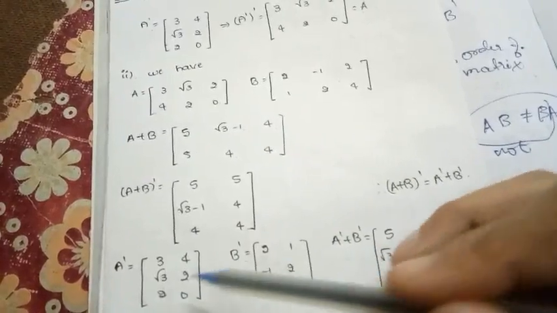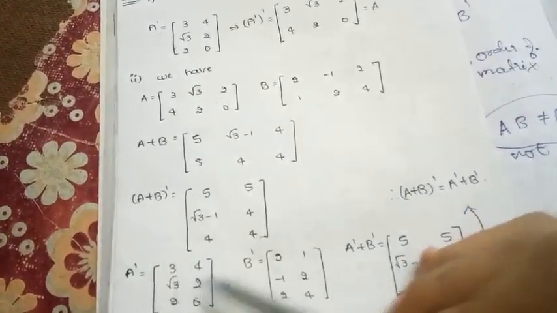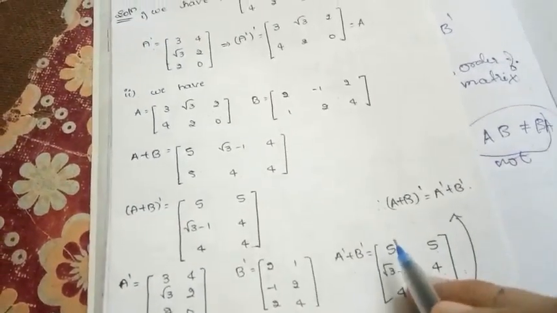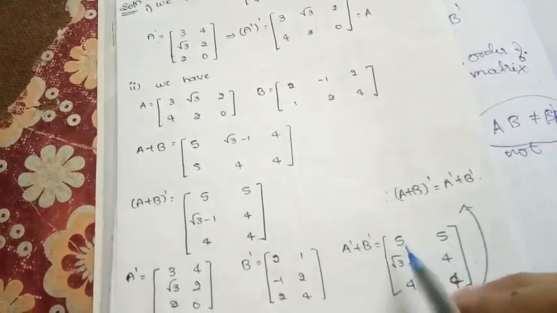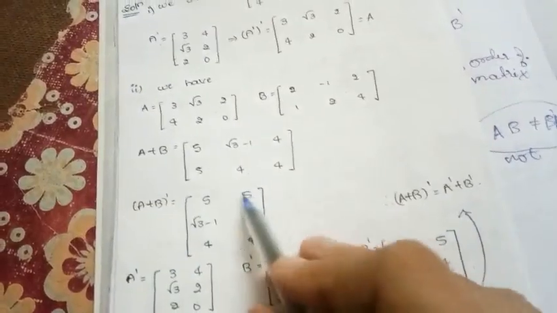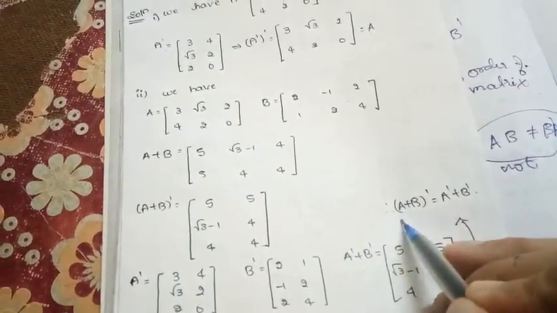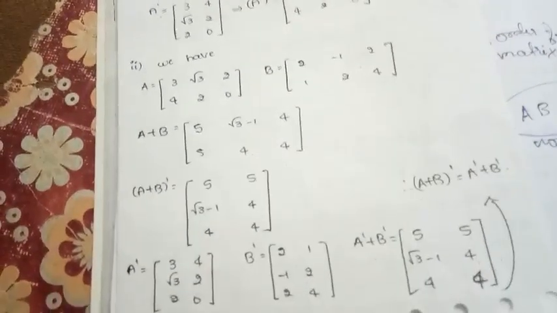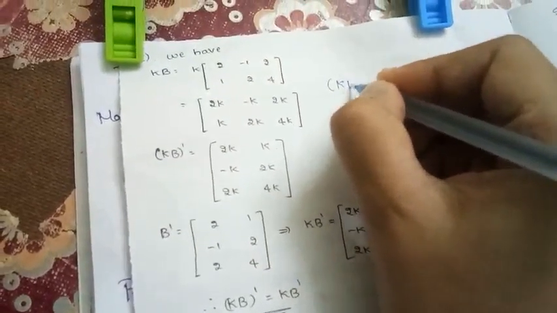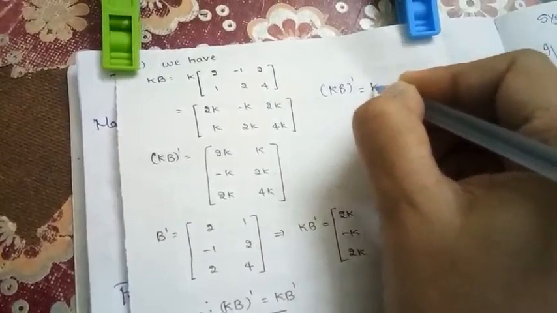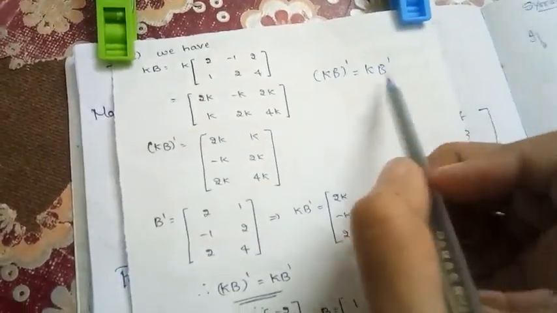Then we have A transpose and B transpose. Now taking the sum of those, this becomes our 5, root 3 minus 1, 4, 5, 4, 4. So you can check LHS and RHS. That is nothing but (A plus B) transpose is equal to A transpose plus B transpose. Then the third, what they asked is (KB) transpose is equal to K into B transpose. They asked to check this one.